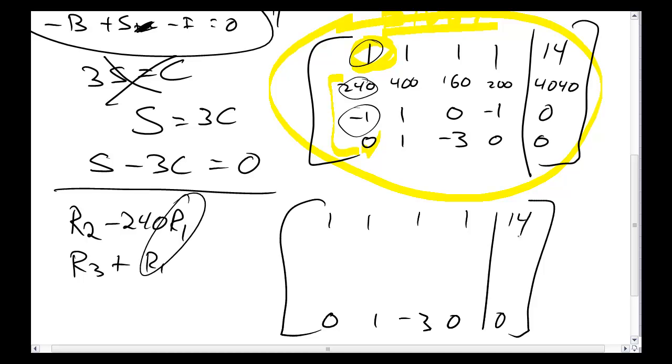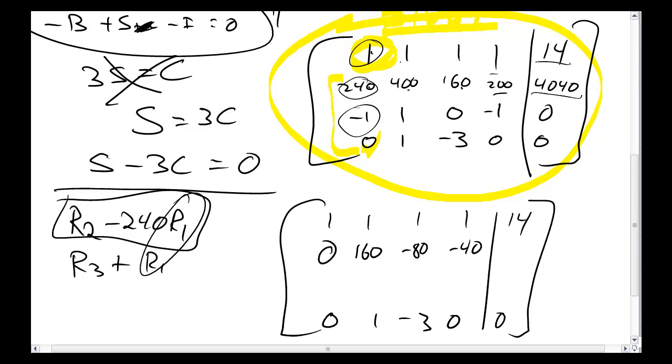Now let's tackle these 2 rows that I change. I have 240 minus 1 times 240, dealing with this top equation. This minus this gives me 0. 400 minus 240 gives me 160. 160 minus 240 gives me negative 80. 200 minus 240 gives me negative 40. And finally 40 minus 240 times 14 gives me 680. See what I was doing here? I take this number, I plug it into this spot in row 2. Then I take this 14 and plug it in here and do 240 times 14.